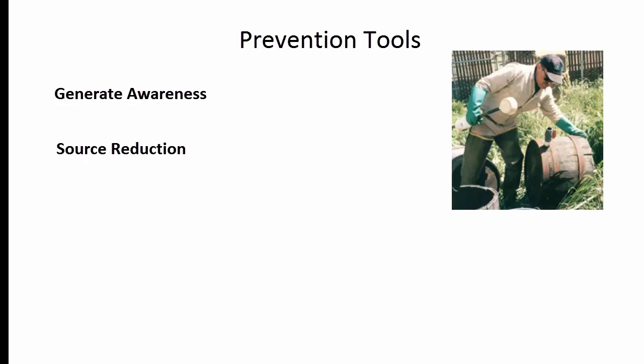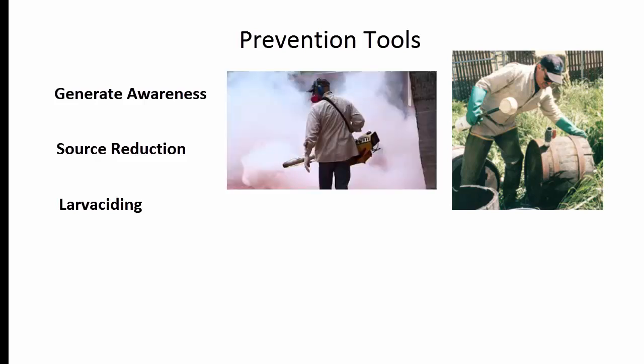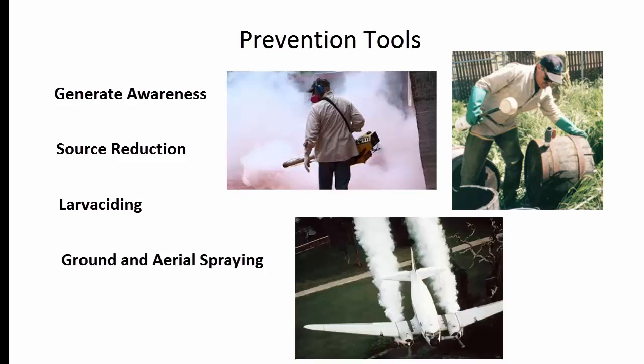Source reduction deprives mosquitoes of shallow, stagnant water by emptying water from various containers such as tires, buckets, tarps, and clearing clogged rain gutters. Larviciding involves the use of a pesticide, usually bacterial, to reduce the emergence of adult mosquitoes. Additional area-wide tools include reducing the emergence of adult mosquitoes through ground and aerial spraying.